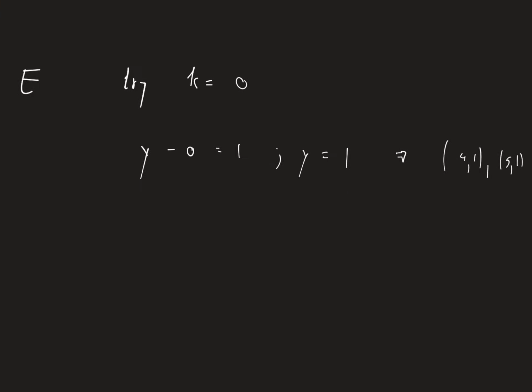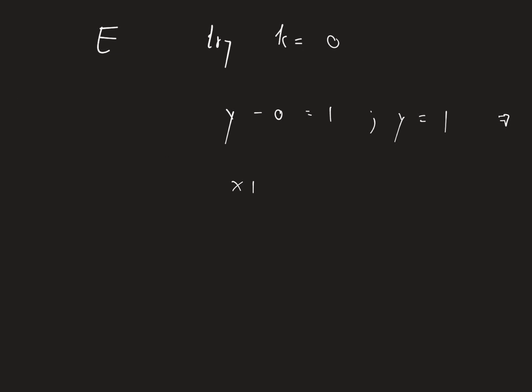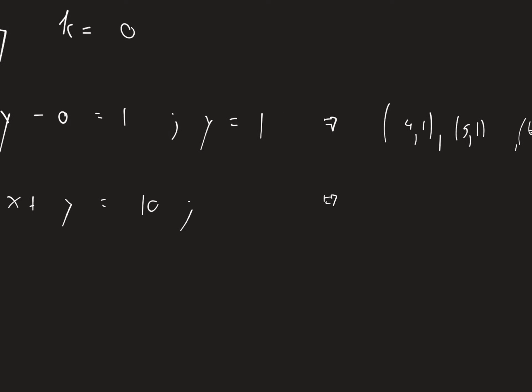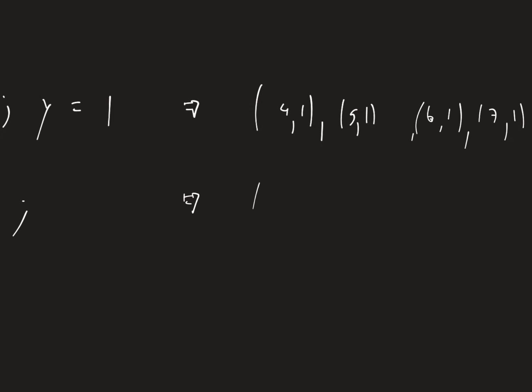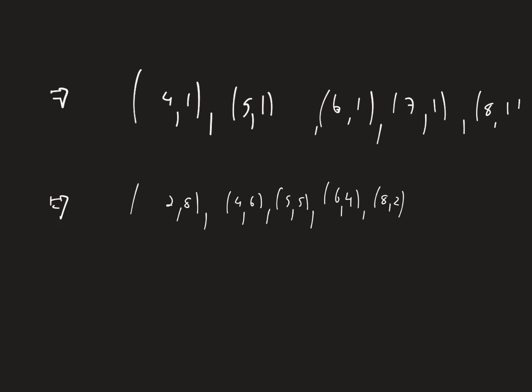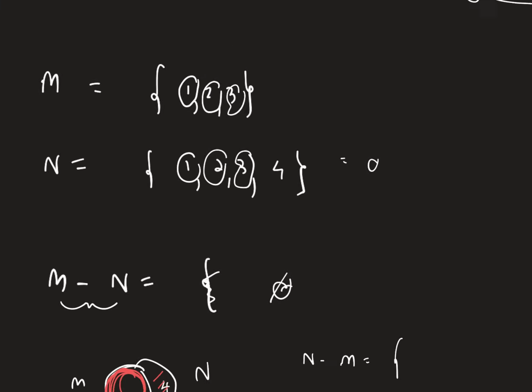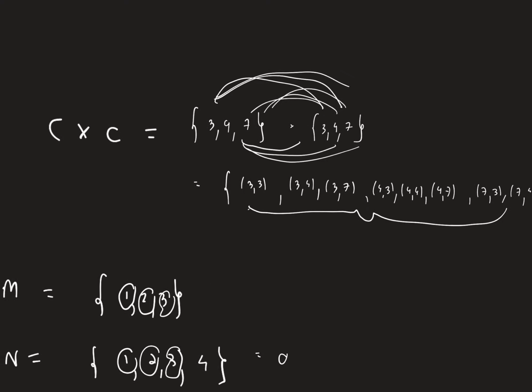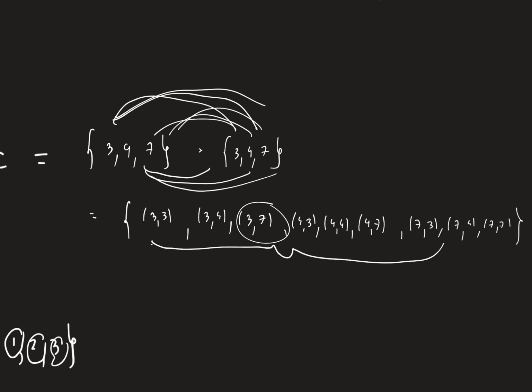And another case is x plus y equals 10. So the other pairs are (2, 8), (4, 6), (5, 5), (6, 4), and (8, 2). You may be wondering where 3 and 7 were. Well, 3 and 7 are here, which I just deleted, so they won't be in the set.